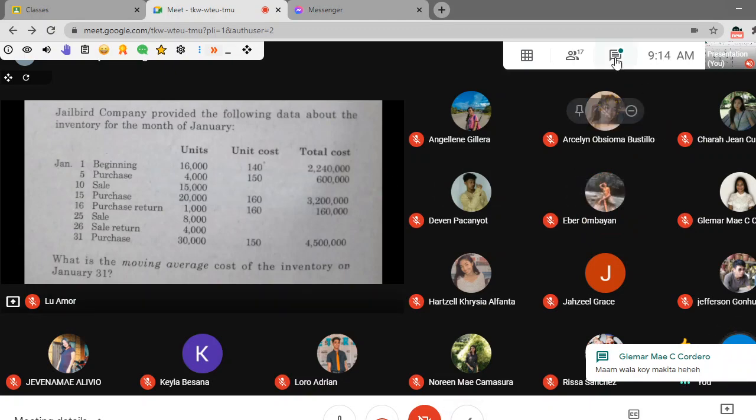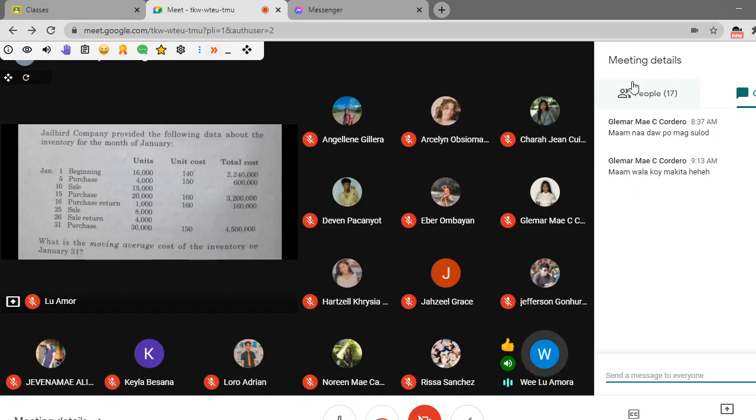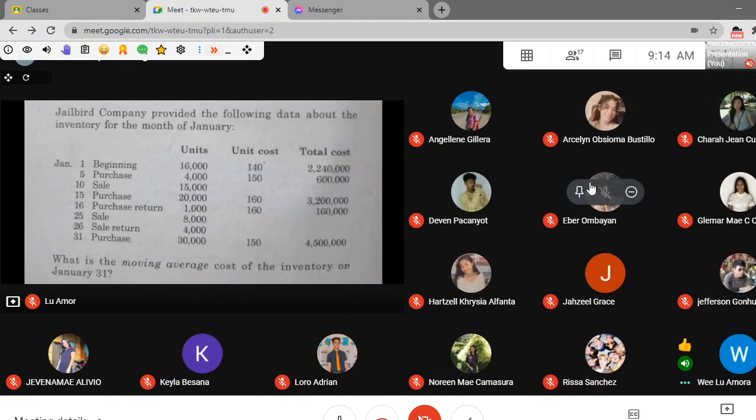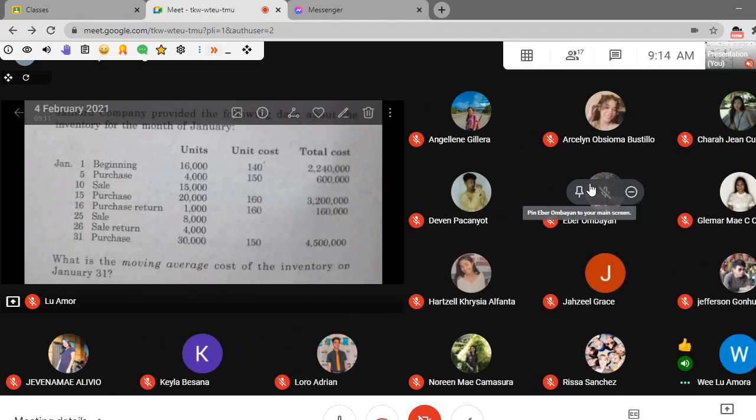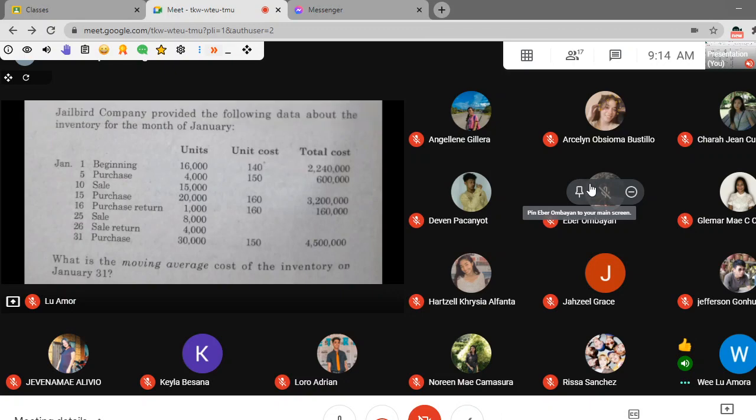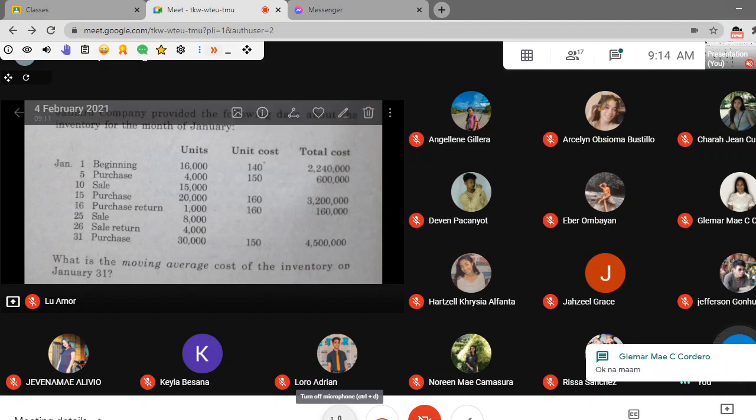Ma'am, wala ko yung makita. Ay, hala. Hindi ako ha, yung ibang account ko. Si Lou Amor ang nag-share. Hindi si Willu Amora. Ibang account kasi I'm using my phone. Okay ra, makita ra. Or pwede ko ding isend sa GC if you want. Kaso wala na dito yung GC ko. Okay na, ma'am. O sige, okay na pala.